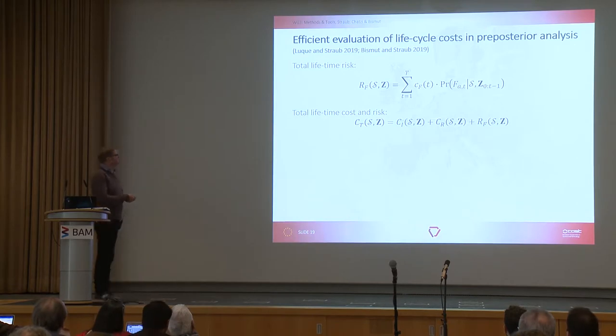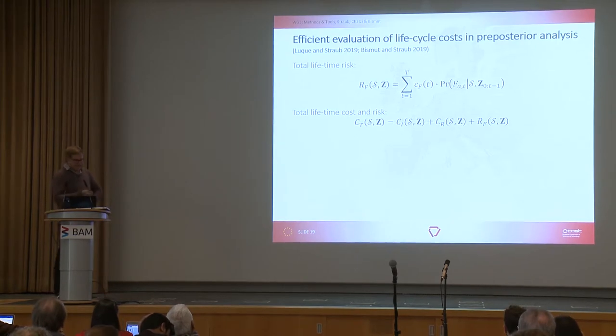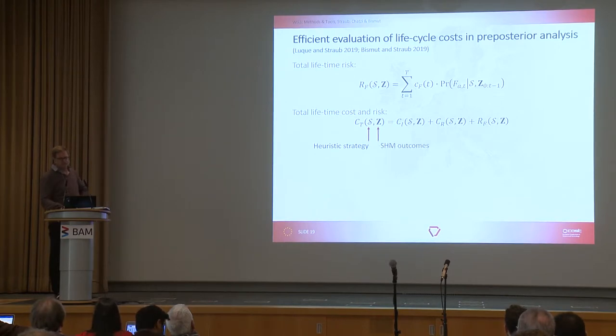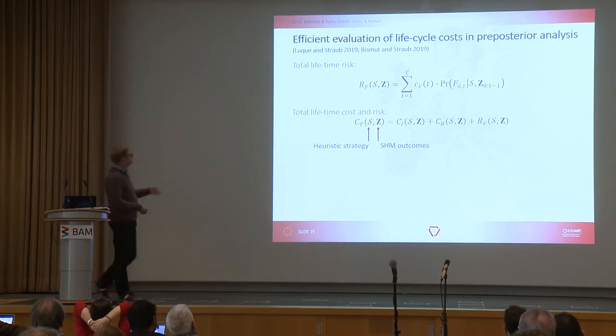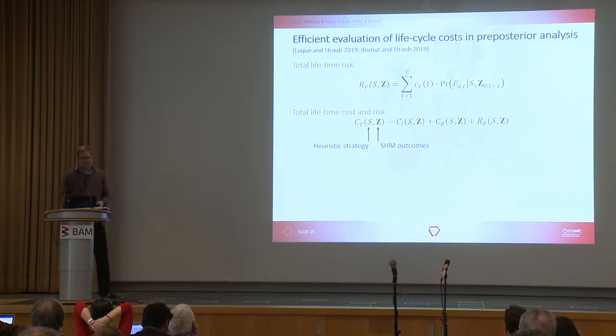Now, the risk seems trivial, again, it is the cost times the probability of failure. Everything here is conditioned on the strategy. So we fix the strategy. This is important. So we say, okay, let's assume we have a fixed strategy, and we evaluate the cost of that strategy. But even that is still the polynomial or exponential problem. And Z is the SHM outcome. So that is a high-dimensional, infinite-dimensional vector.